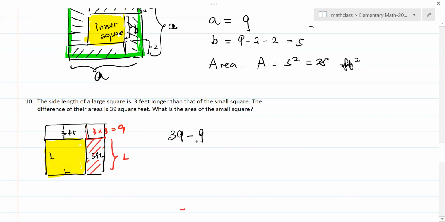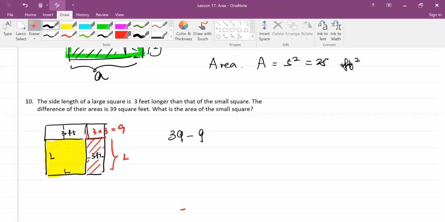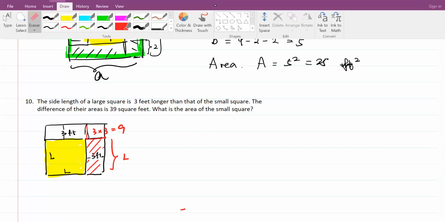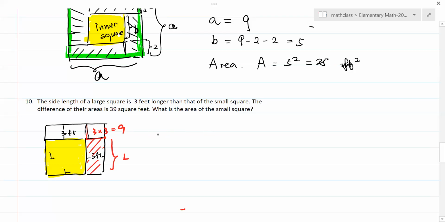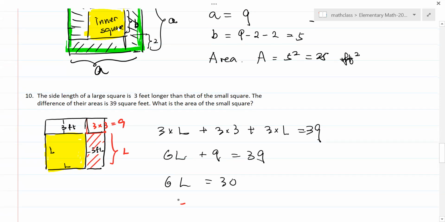So 39 minus 9, you can calculate the total area of the difference. How do you do that? Let's write down the equation for 39. 3 times L is the area of the rectangle on the top, plus 3 times 3, plus 3 times L. The total is 39. That is the difference of the area. So now you get 3L plus 3L is 6L, plus 9 equals 39. So 6L equals 30, so L equals 5.